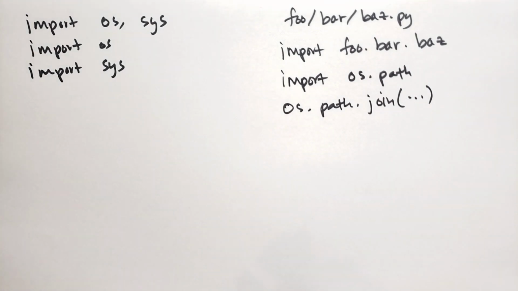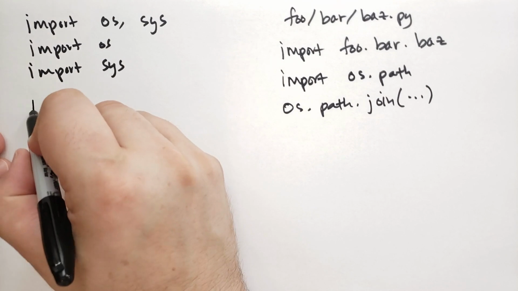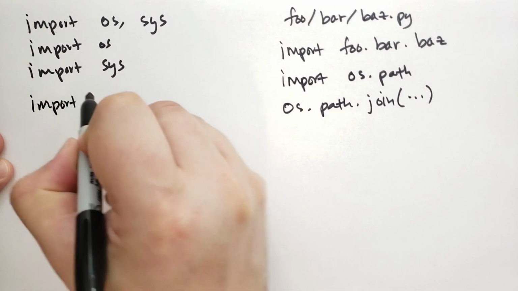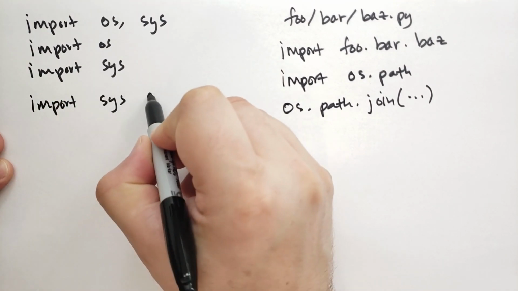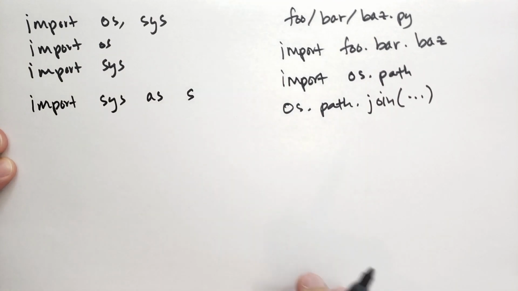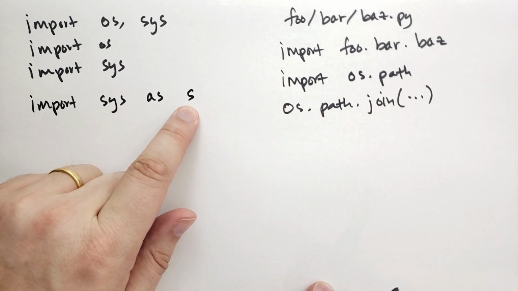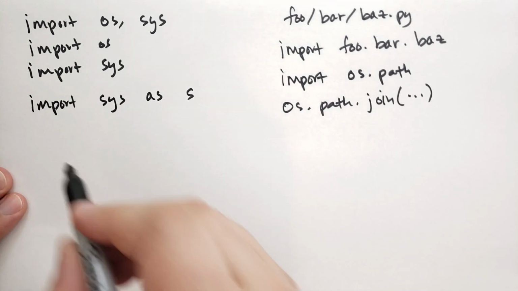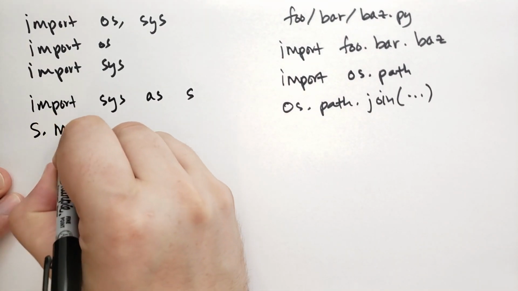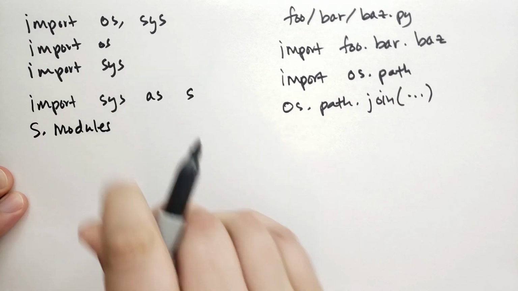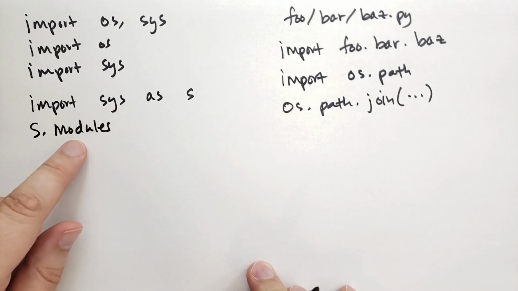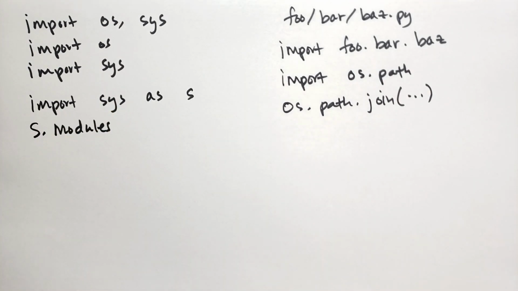You can also import modules with a different name. So I could say import sys as s. And what that will do is load the sys module and then bring it into this namespace under the name s. So I could do s.modules. And that's looking in the sys module and pulling out the modules attribute.